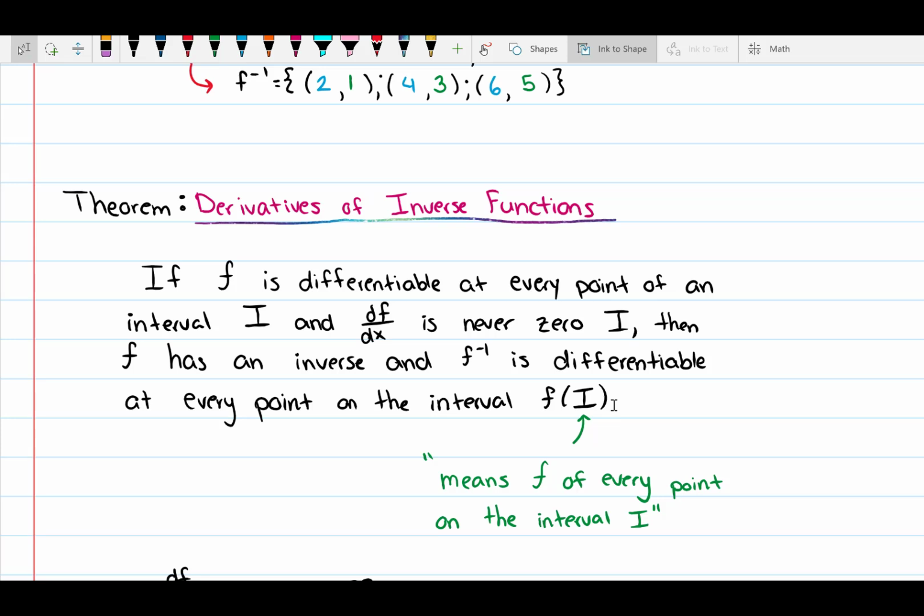And now we're going to talk about this theorem a little bit. What this means is that if f is differentiable at every point and df/dx, the derivative of f with respect to x, is never 0, then and only then is the inverse differentiable. So the function needs to be differentiable and the derivative can never equal 0. So let's talk about why the derivative can never equal 0 now.